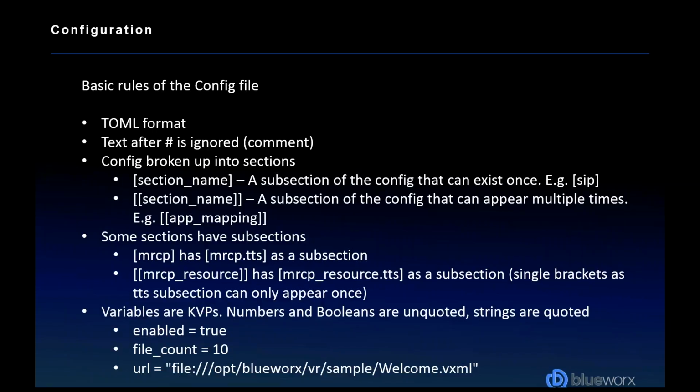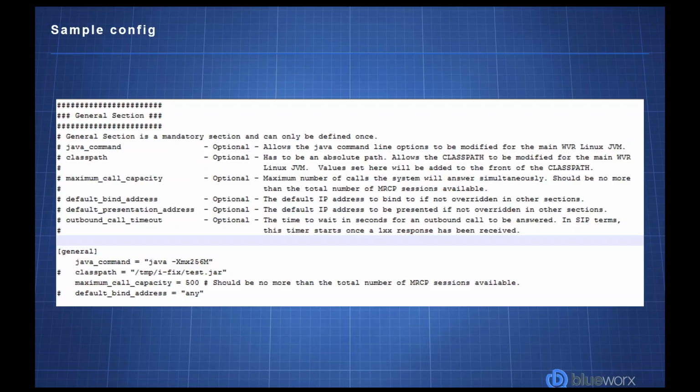So the variables are pretty standard key value pairs. If it's a string, you put it in double quotes. If it's a Boolean or any kind of number, you don't put any quotes around it. So here's just an example of what the general part of our config file looks like.